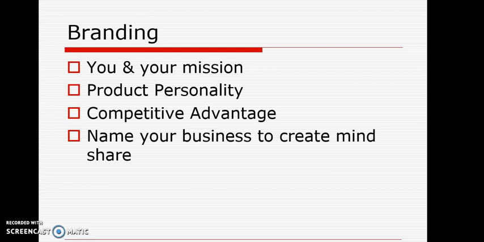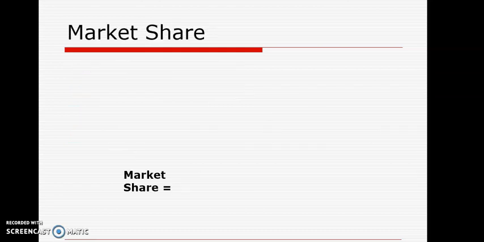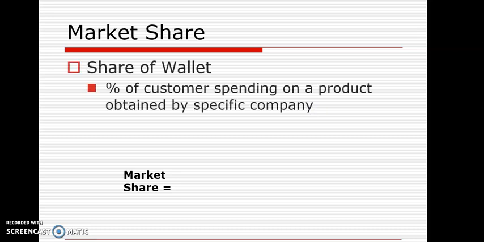And then you want to name your business, and that creates mind share. So Subway or Nike, those businesses have great mind share. The Nike Just Do It. And that leads to market share. It leads people to actually opening up their wallet and spending money. So market share is the percentage that a customer spends.